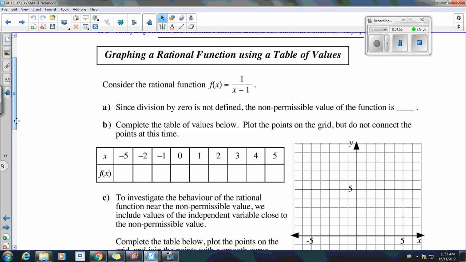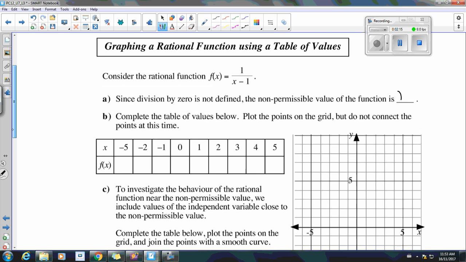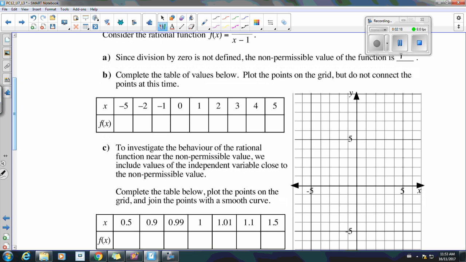Graphing a rational function using a table of values. Consider the function 1 over x minus 1. Since division by 0 is not defined, the non-permissible value for this function is 1. Complete the table of values below. Plot the points on the grid, but do not connect. If I complete this table of values, I have negative 1/6, negative 1/3, negative 1/2, negative 1, not defined at 1, and then 1, 1/2, 1/3, 1/6.